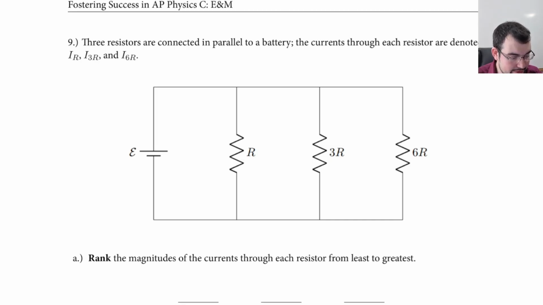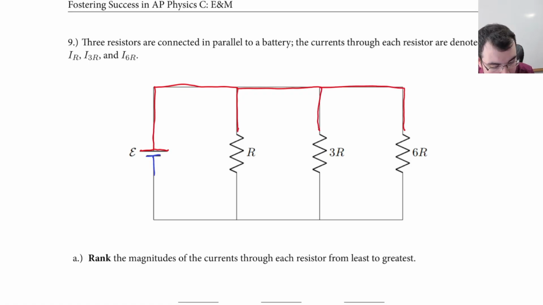Symbolic version now. 3 resistors are connected in parallel to a battery. We have an R, a 3R, and a 6R like before. So instead of putting them in a series loop, we now put them in a parallel loop.